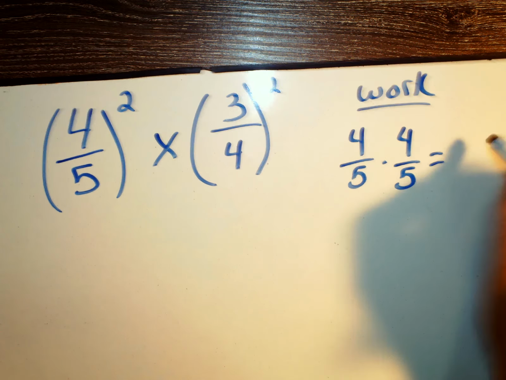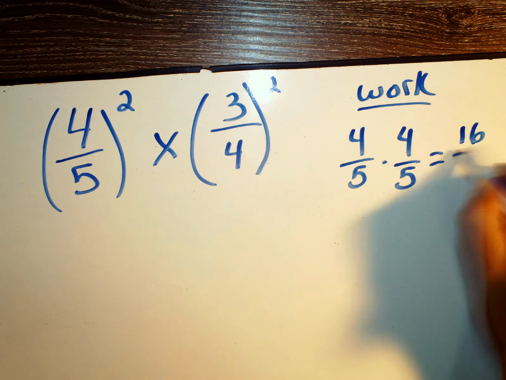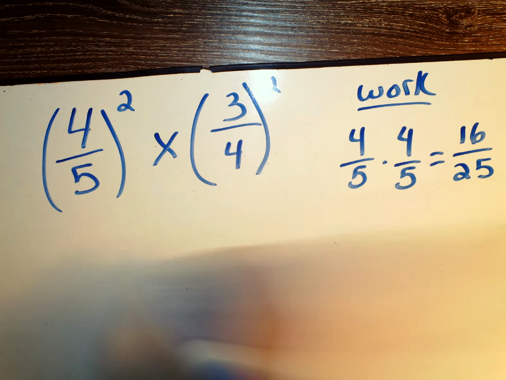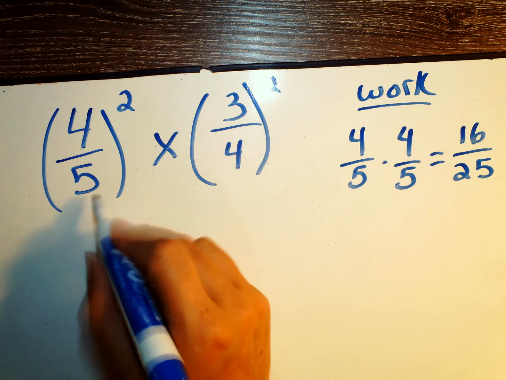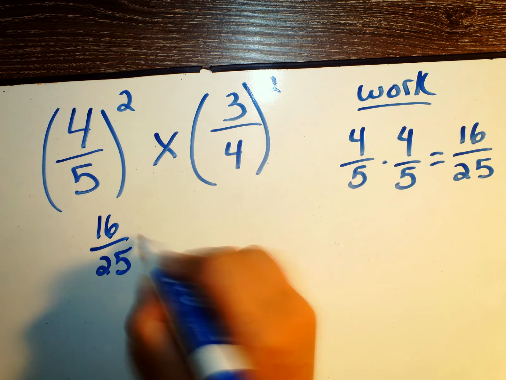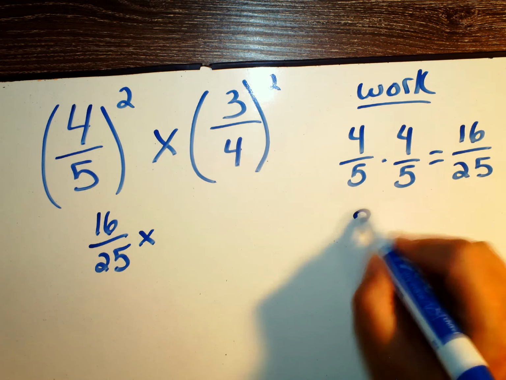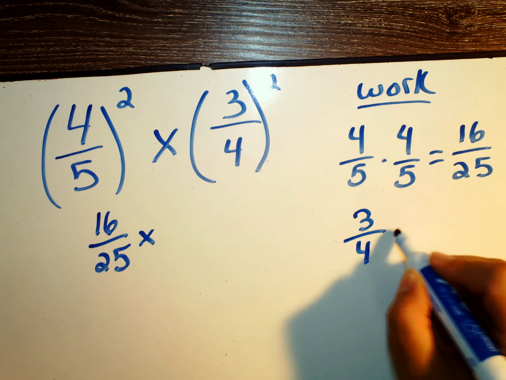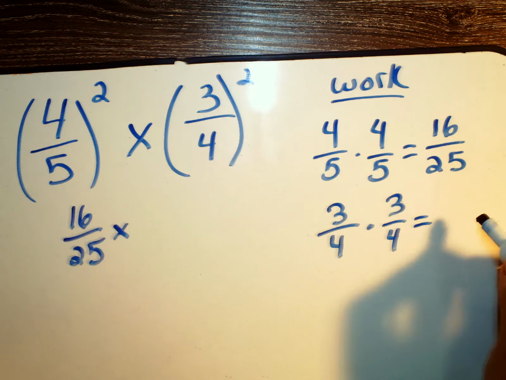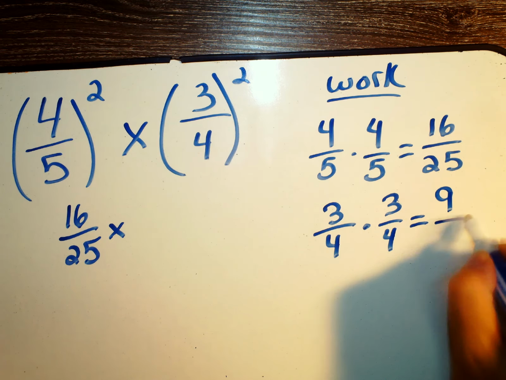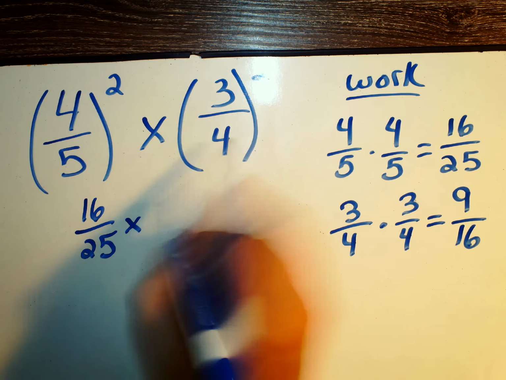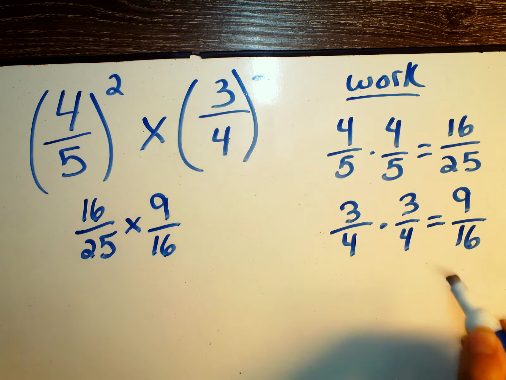And we're going to do 4/5 times 4/5. Sadly, we can't cross cancel. So we're going to do 4 times 4, which is 16, and 5 times 5, which is 25. Okay, so we know that 4/5 squared is 16/25. Okay, now we're going to do our next one. So we're going to do 3/4 times 3/4. Again, we're not going to be able to cross cancel. So 3 times 3 is 9, and 4 times 4 is 16. So now we're going to say 3/4 squared is 9/16.